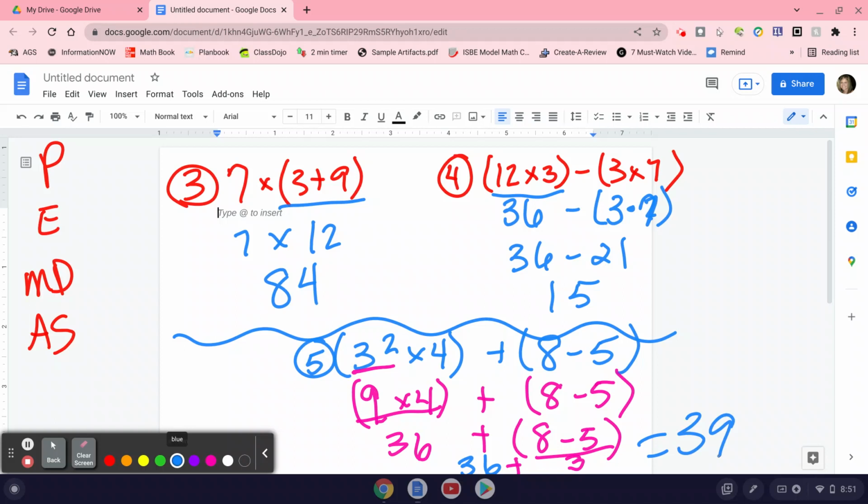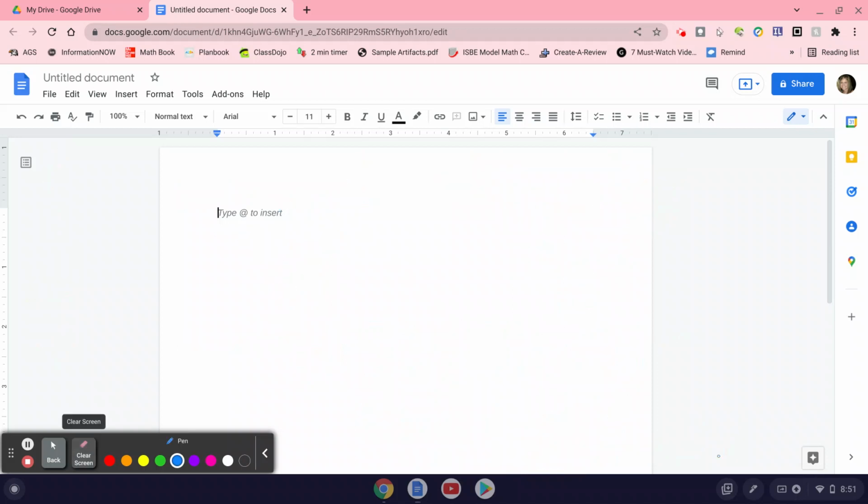Okay. We're going to do number 10 together. So let me clear my screen. Number 10 says the quantity 25 minus 2 to the third, that's important, times the quantity 6 plus 16, close parentheses.